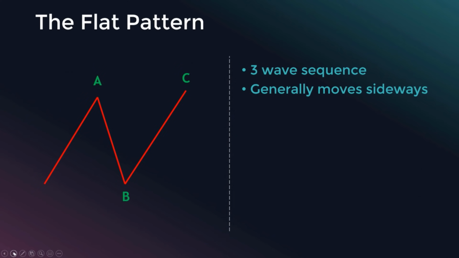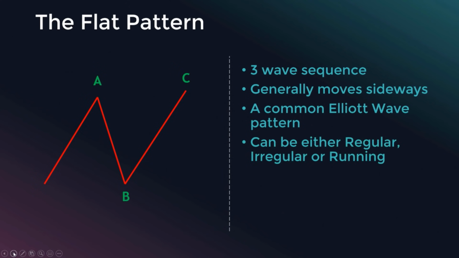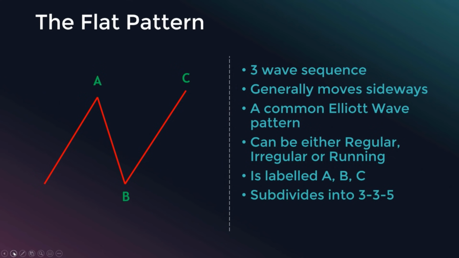The flat pattern generally moves sideways. Common Elliott wave pattern can be regular, irregular, or running. We're going to go through that in more detail. And so that goes to the actual structure of the ABC, because what's on your screen now is basically showing all of the waves or segments at the same length, but it doesn't have to be all in the same length. Labeling with that ABC, as is common with a flat or a zigzag in the corrective world of Elliott wave. And it subdivides into 3, 3, 5.